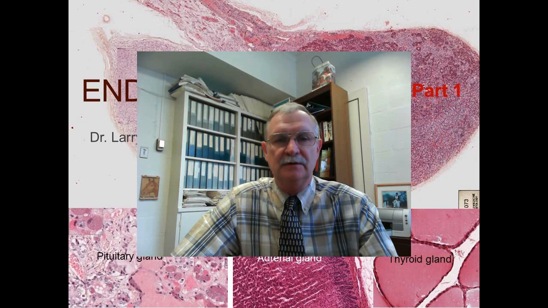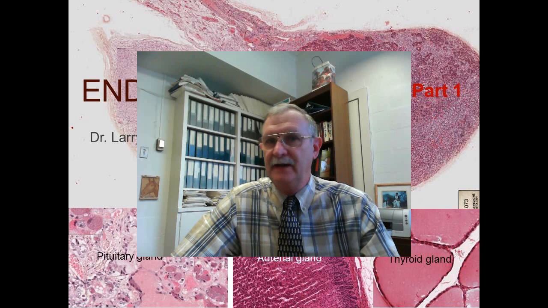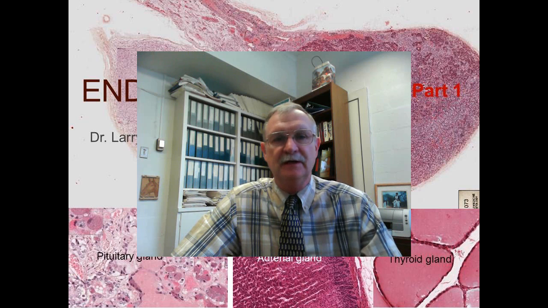Part two, we will continue with adrenal, the blood flow in the adrenal, the cortex and medulla, a little bit about the pineal, and then we'll end with the islets of Langerhans that produce insulin.